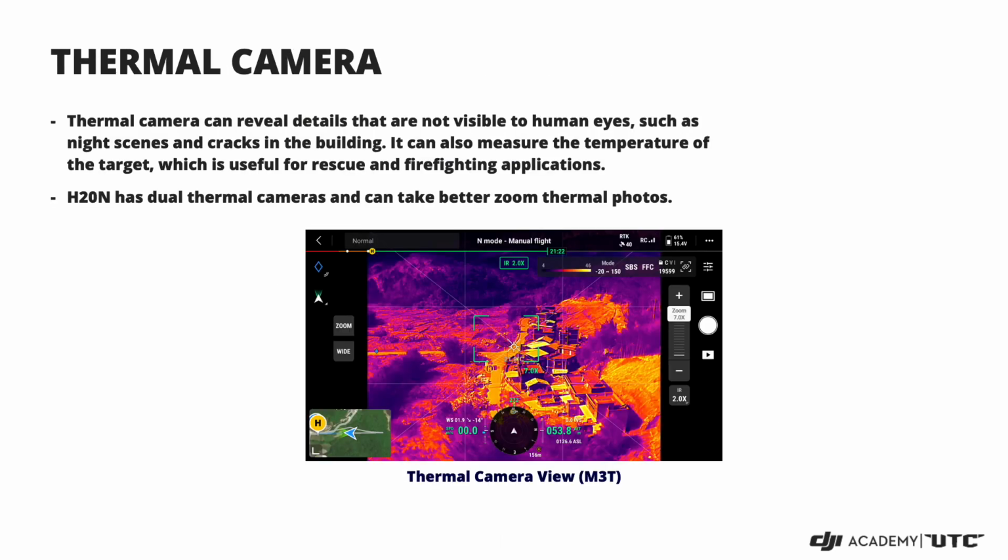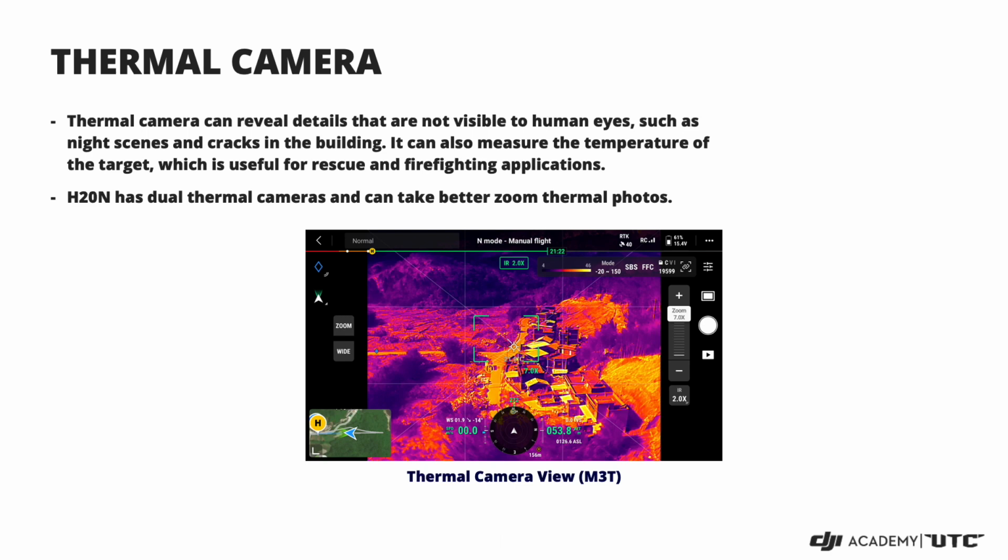The thermal camera can take a photo by capturing the infrared radiation of the target. It can see through smoke or fog, and it can work well at night. For inspection applications, the thermal camera is often used to check the overheated parts or cracks in the concrete. For public safety, it's often used for search and rescue and firefighting.